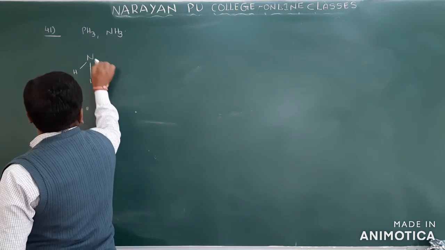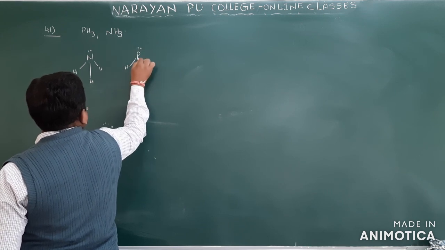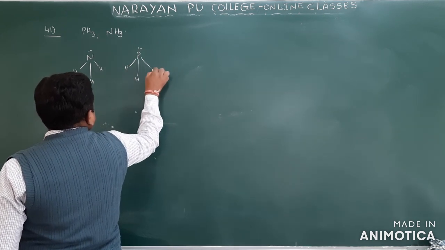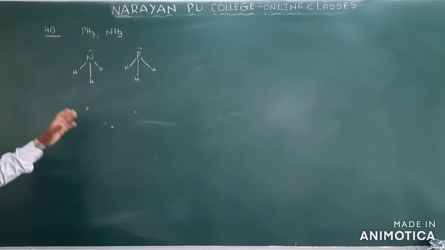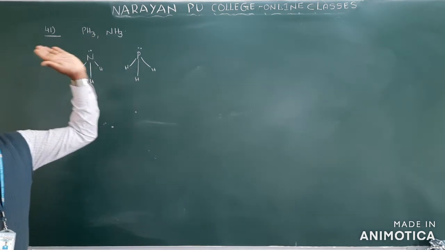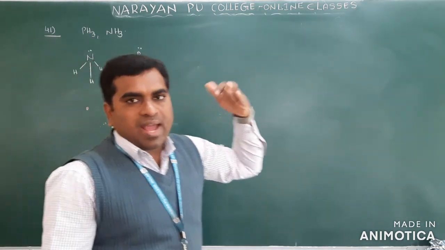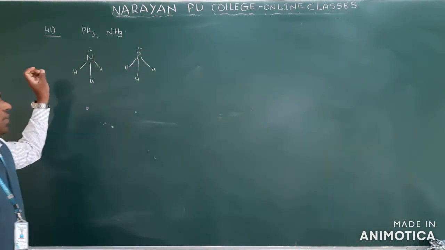In ammonia there will be one lone pair. The same in phosphine also, because both are in the same group. This is clear. Now they are asking which one will have, whether phosphine has a low bond angle or a high bond angle compared to NH3.